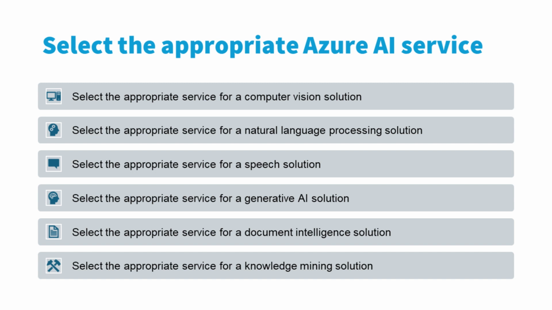Choosing a service for generative AI tasks like content creation or image generation. Selecting a service for document analysis, text extraction, or classification. Choosing a service for knowledge mining tasks such as extracting insights from data or identifying patterns.